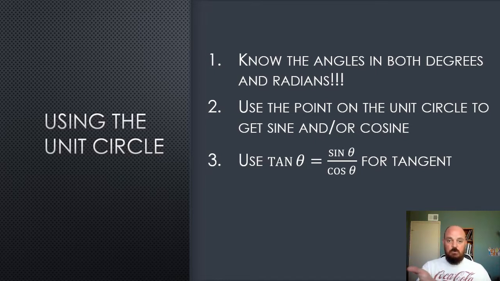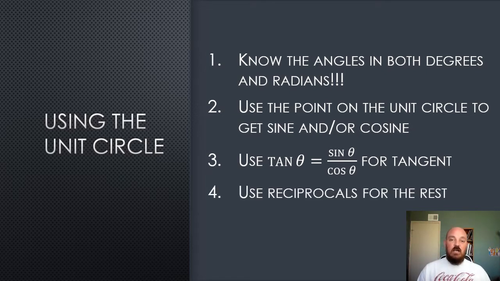Also, before I go on to number three, from bullet point number two here, once you know the point, the x part gives you cosine for that angle, and the y part gives you sine. So you've got two automatically without doing any work, just by knowing the angle and knowing the points. Now, if you need tangent, we know that tangent is sine over cosine for any angle theta. So just use the two values. Take the y value, which is sine, put it over the x value, which is cosine, simplify it, and you have tangent.